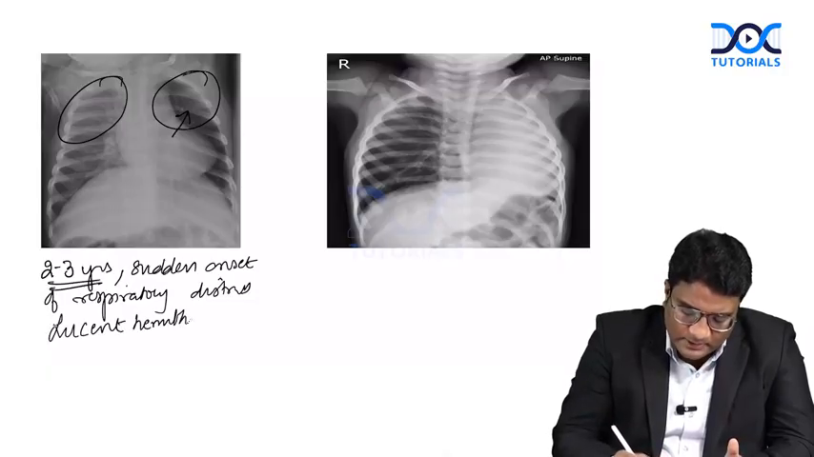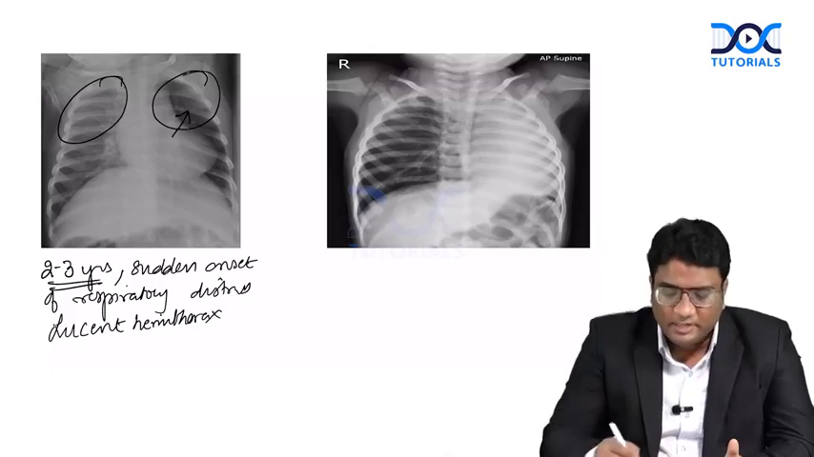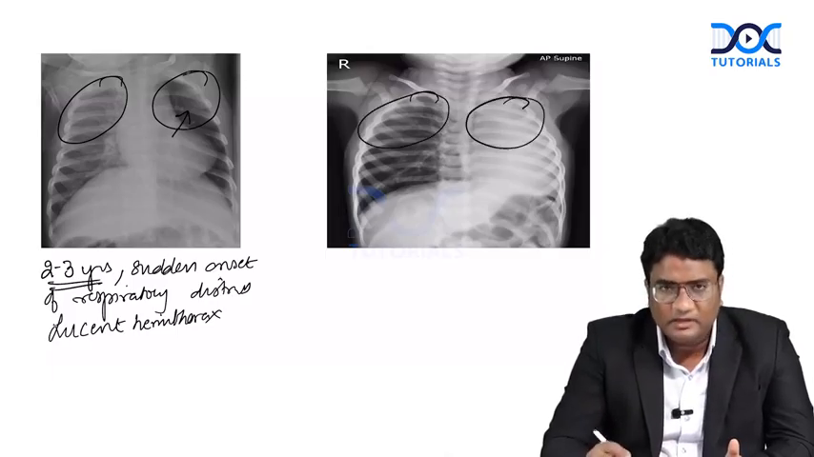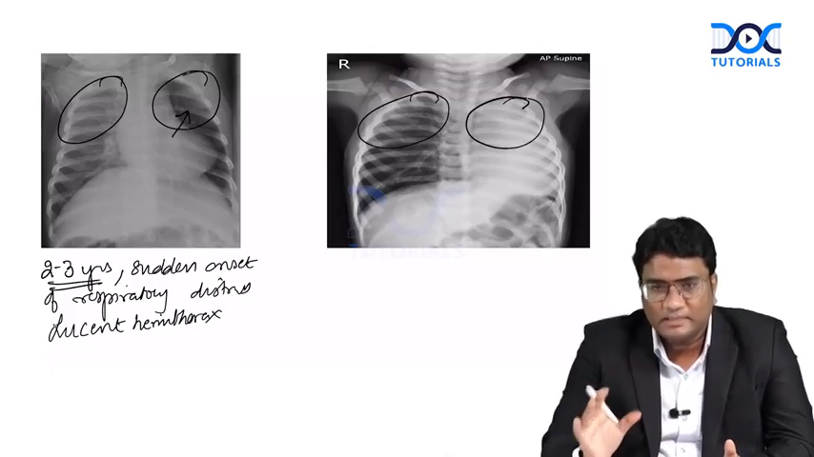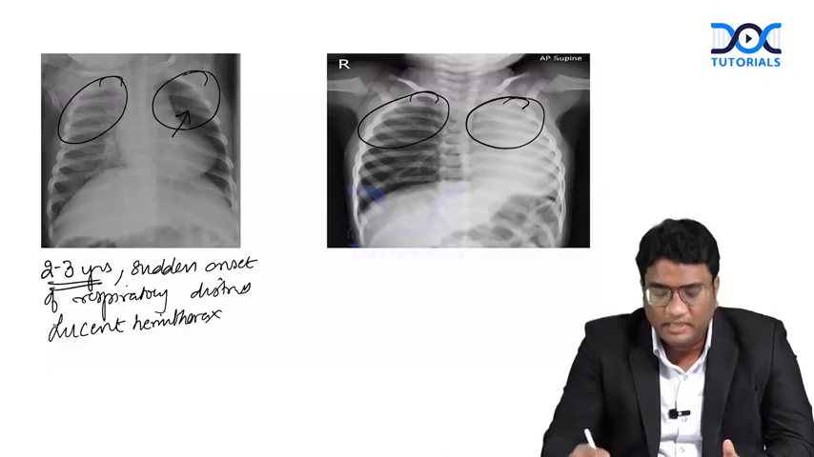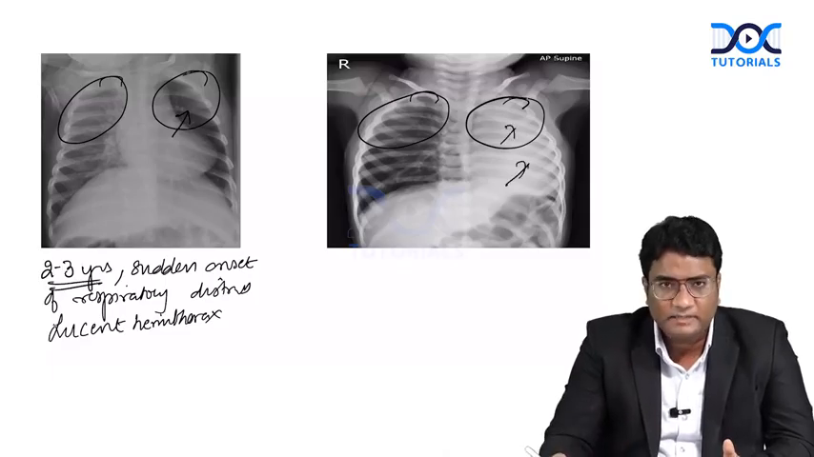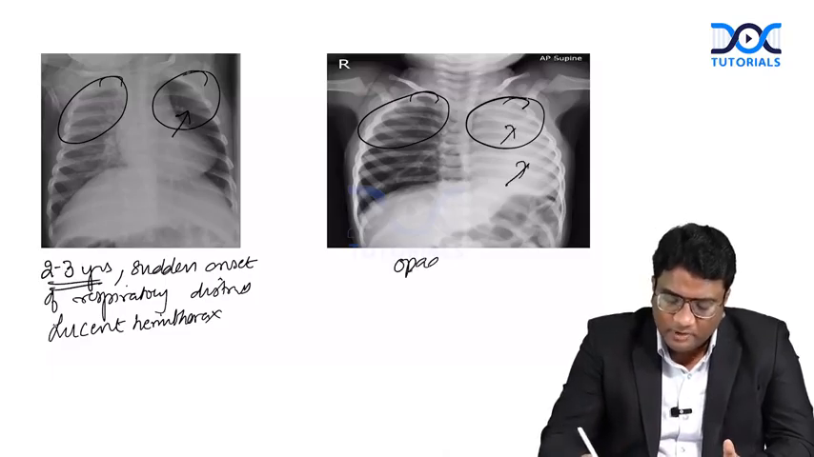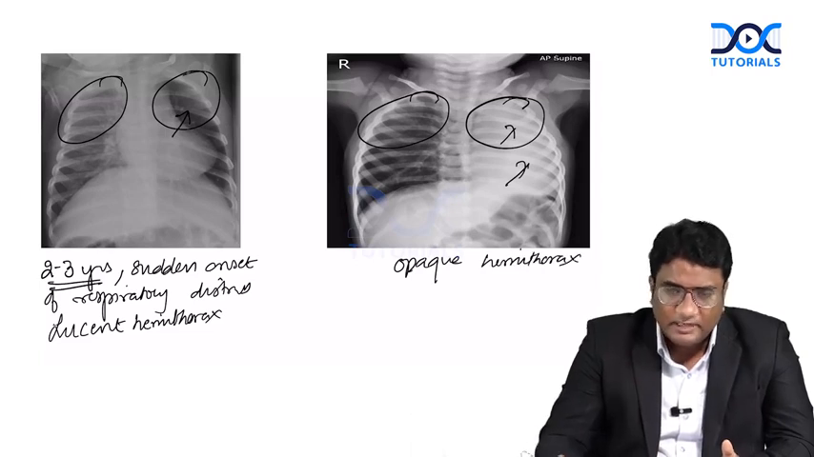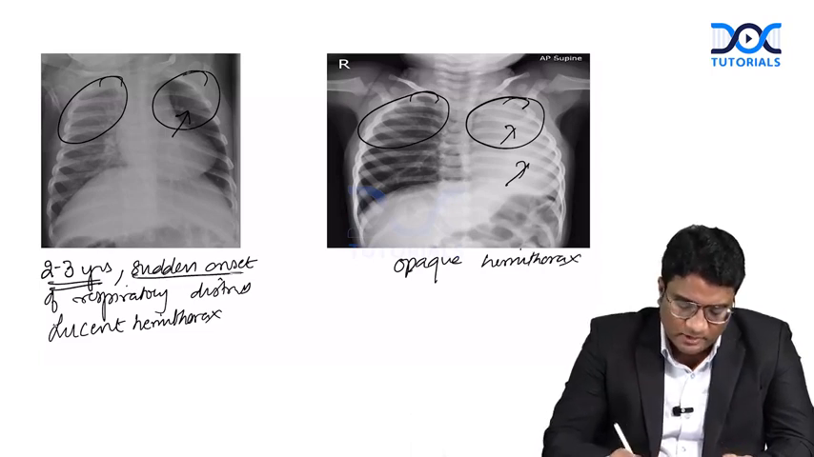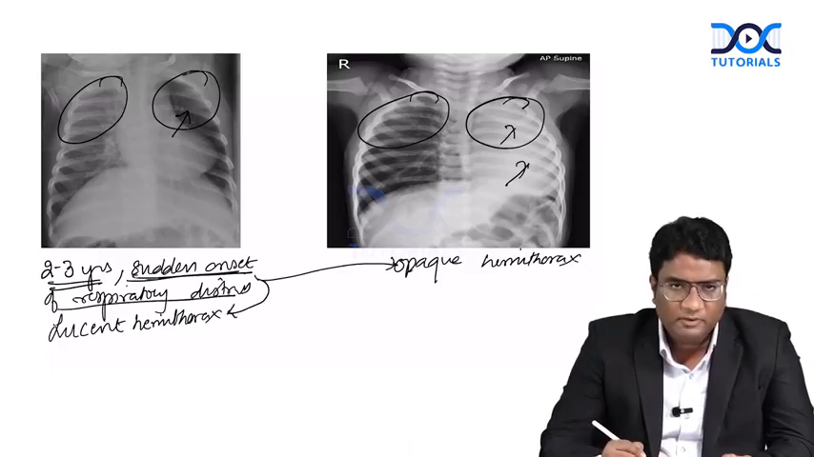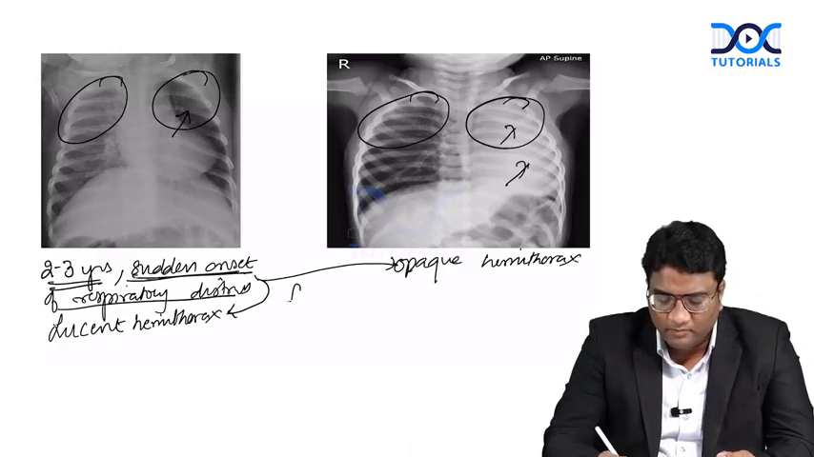Or sometimes, in the same 2 to 3-year-old child with sudden onset of respiratory distress, when comparing the lung fields, there is an opaque hemithorax. Either you get a lucent hemithorax or an opaque hemithorax. Strongly suspect foreign body.